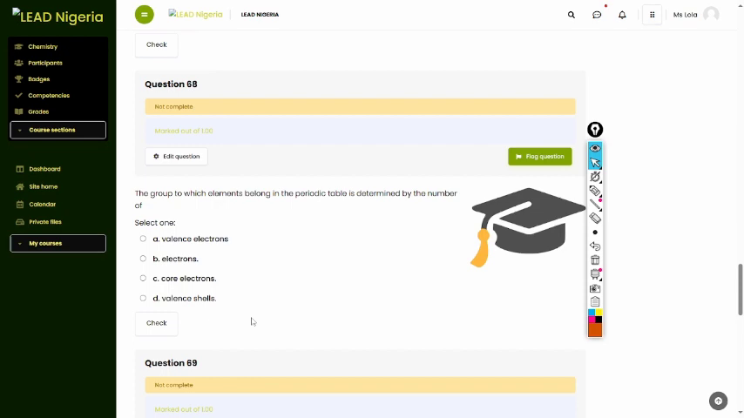The group to which elements belong in the periodic table is determined by the number of K. So what tells us the group of an atom or of an element is the number of electrons it has in the outermost shell. And those electrons are called valence electrons. So the answer is A.